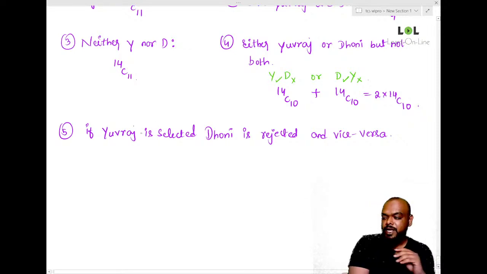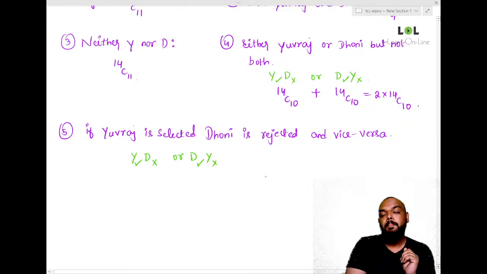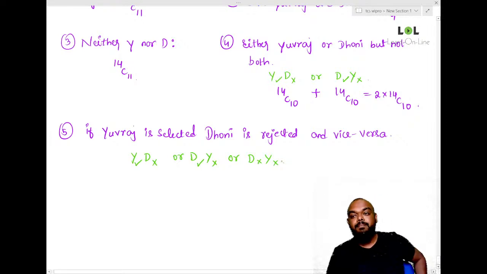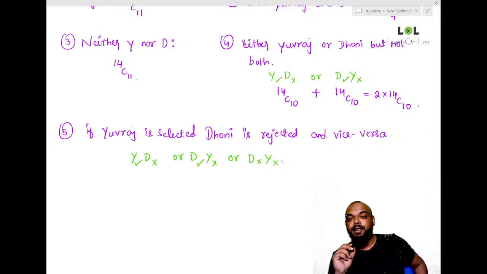What did he say? If Yuvraj is selected, Dhoni cannot be selected. Dhoni is rejected. Vice versa means what? Or Dhoni selected, Yuvraj rejected. Many people think this is the end, but no. Why? There is another one. I can remove both of them. Why? I never told you one of them must be selected.